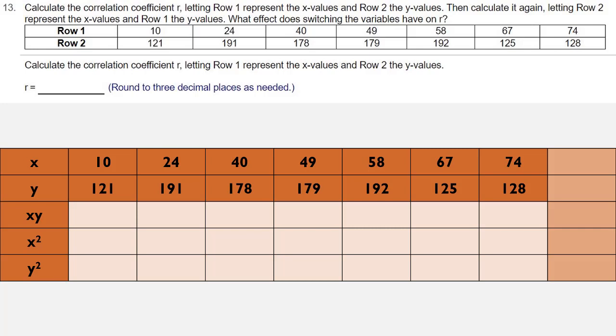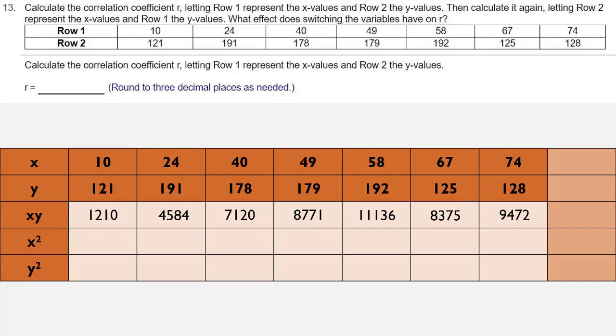10 times 121 is 1210. 24 times 191 is 4584. 40 times 178 is 7120. 49 times 179 is 8771. 58 times 192 is 11,136. 67 times 125 is 8375. 74 times 128 is 9472.